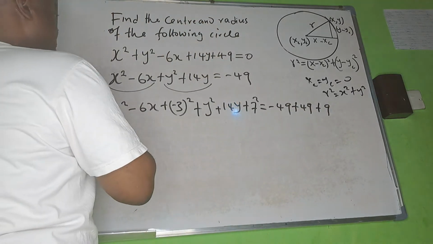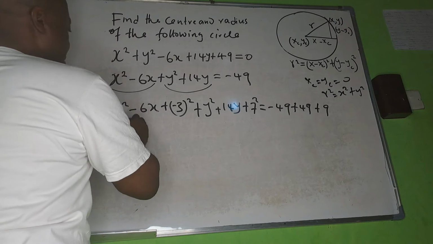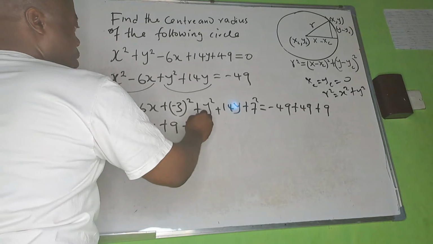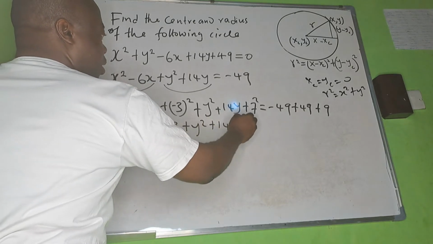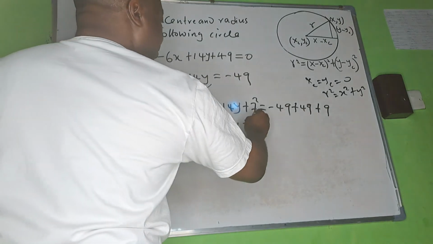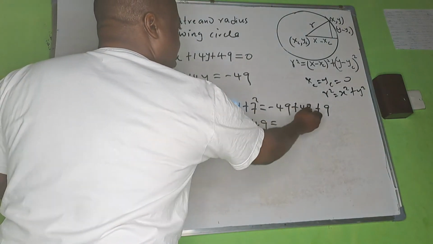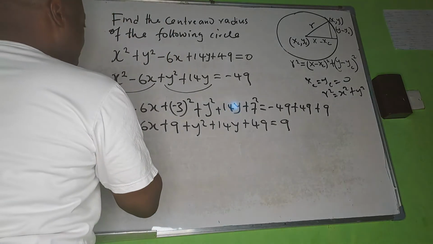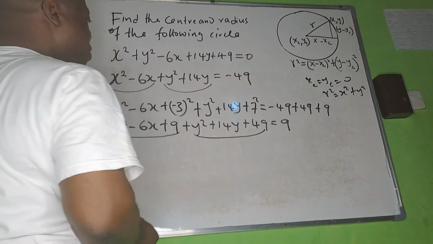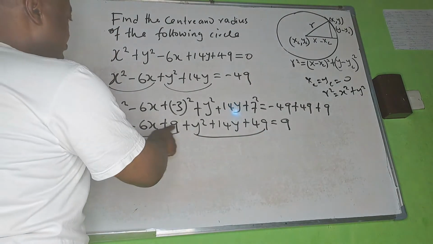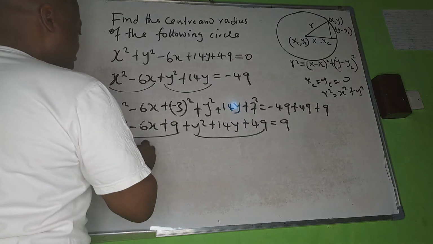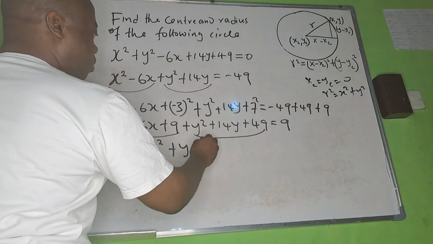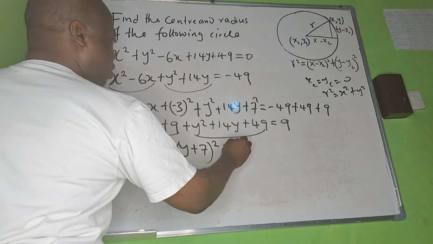Now we have x squared minus 6x plus minus 3 squared, which is 9, plus y squared plus 14y plus 7 times 7, which is 49, equals 49 minus 49, which is 0, plus 9. Now we can factorize this. To save time, I will just go ahead and factorize it, because if you look at this, we see that this is x minus 3 squared plus y plus 7 squared equals 9.